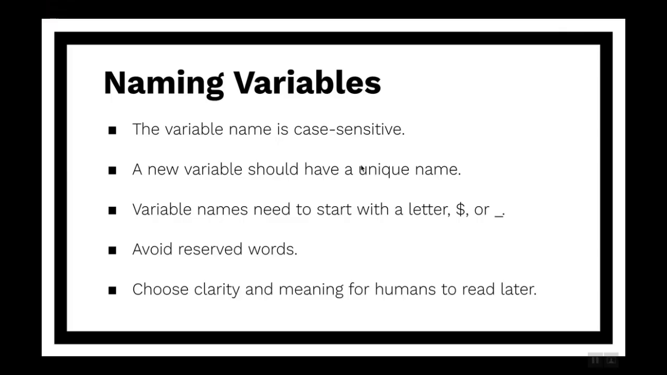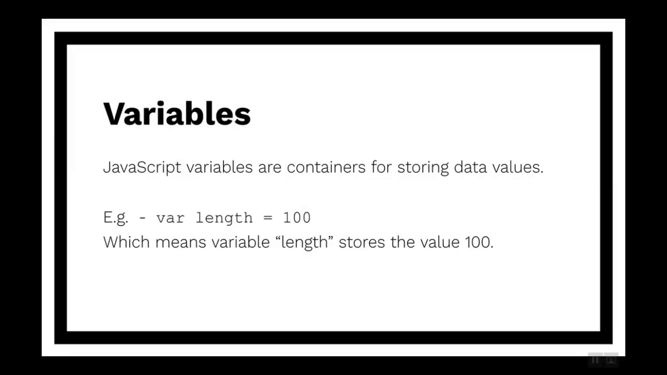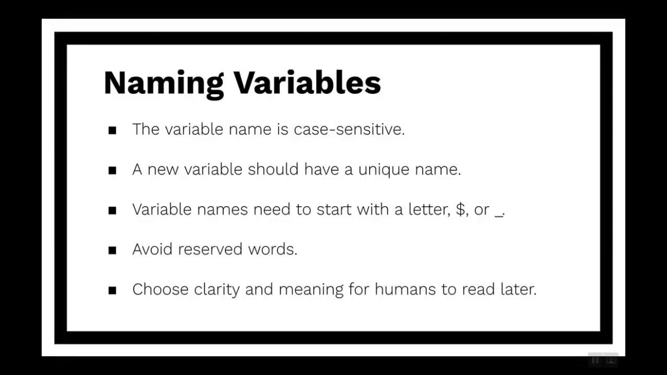So naming a variable. Now this is an important aspect. The variable name has to be case sensitive. If you go back and look at this example, the variable length, the L is small case, and all of the variables need to start with a small case alphabet. A new variable should have a unique name. It should not be repeated in the code. A variable can start with a dollar sign or underscore, but they should not start with any different literals. They can start with letters, of course.